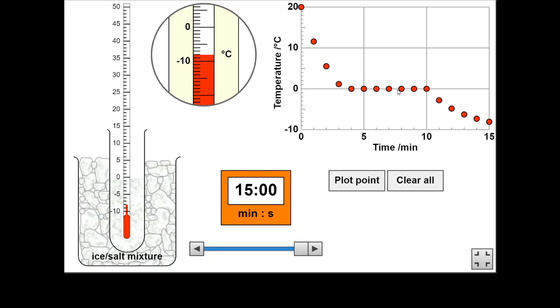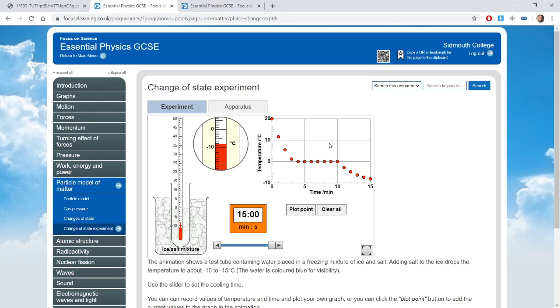And these flat sections on these kind of graphs are changes of state. These steep sections, or the curved sections, are changes in temperature. So that was just a little one showing a liquid turning into a solid.